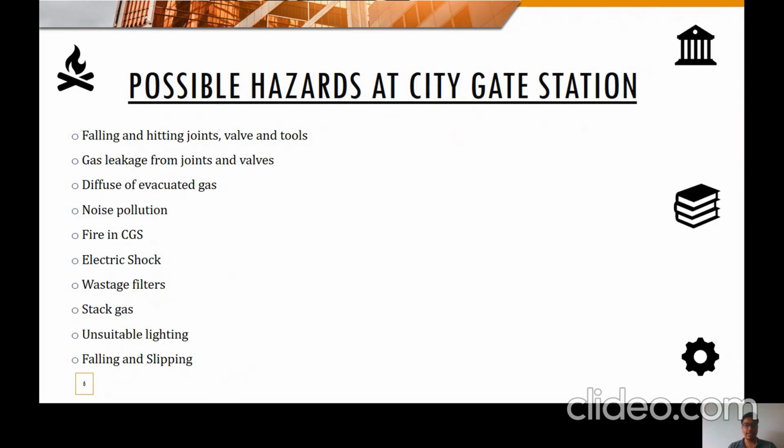So there are basically many types of possible hazards at a city gas station. First is falling hazards from joints, walls and tools. Spilled fuel and oil are also significant slipping hazards. Gas leakage from joints and walls, diffusion of vented gas, noise pollution, fire in CGS.